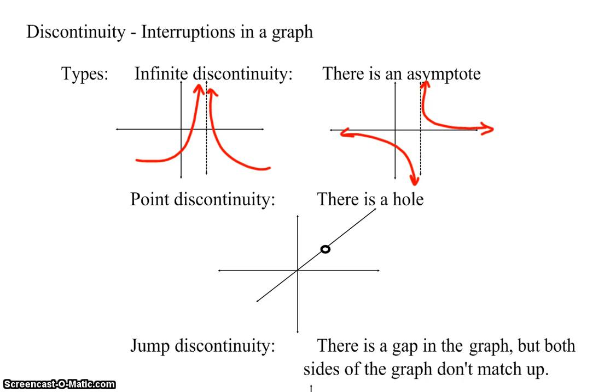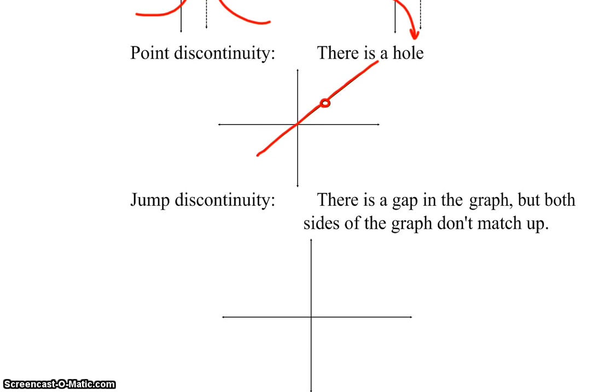Another type of discontinuity is point discontinuity. In point discontinuity, there will be a hole. The graph will proceed to the hole, skip over the hole, and then move beyond the hole. It doesn't have to be a linear function with a hole. It could be a rational function or quadratic function, but there will be a hole or point of discontinuity somewhere in the graph.